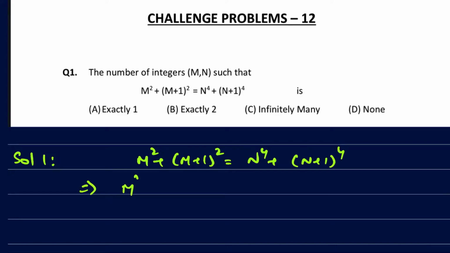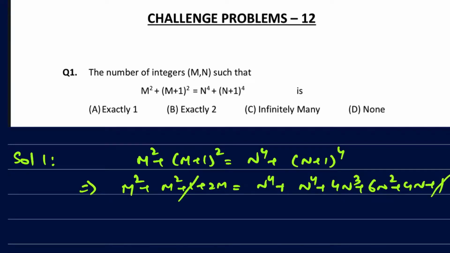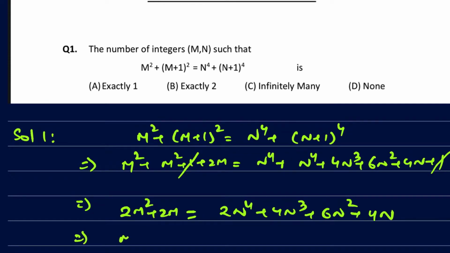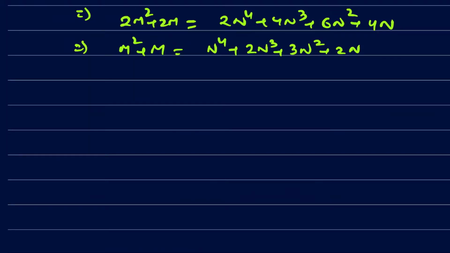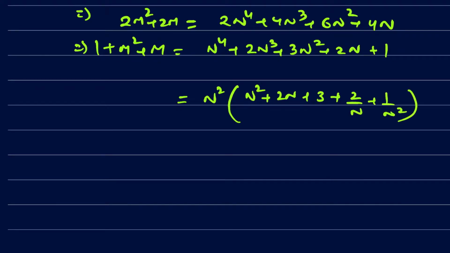Let's expand it. This 1 and this 1 will get cancelled out, cancelling 2 on both sides. We will get something like this. Let's add 1 on both sides. Let's simplify the right side. I'll take n^2 out, so I'll get n^2 + 2n + 3 + 2/n + 1/n^2. I notice that 2/n and 2n are present here, and also I have n^2 and 1/n^2.